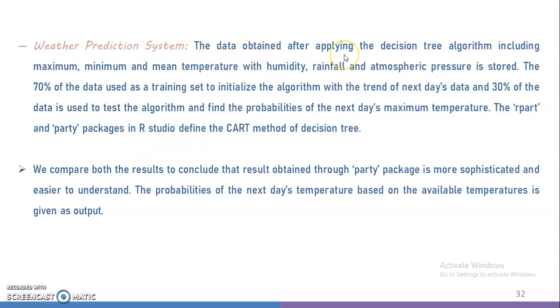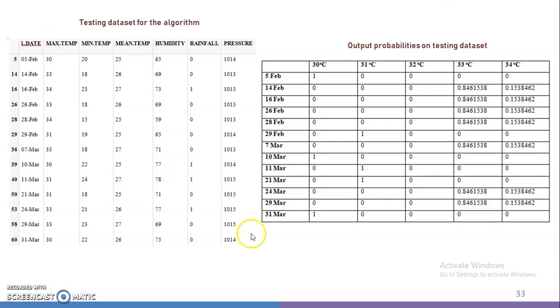Now next we come to the weather prediction system and weather station. Here the data is obtained after applying the decision tree algorithm. 70% of data is used as the training set and 30% as the testing set. The RPART and party packages are compared in this algorithm. We can see from the result that the party package gives more sophisticated output than the RPART package. Here is the output, this is the testing data set for the algorithm, like 5th Feb.